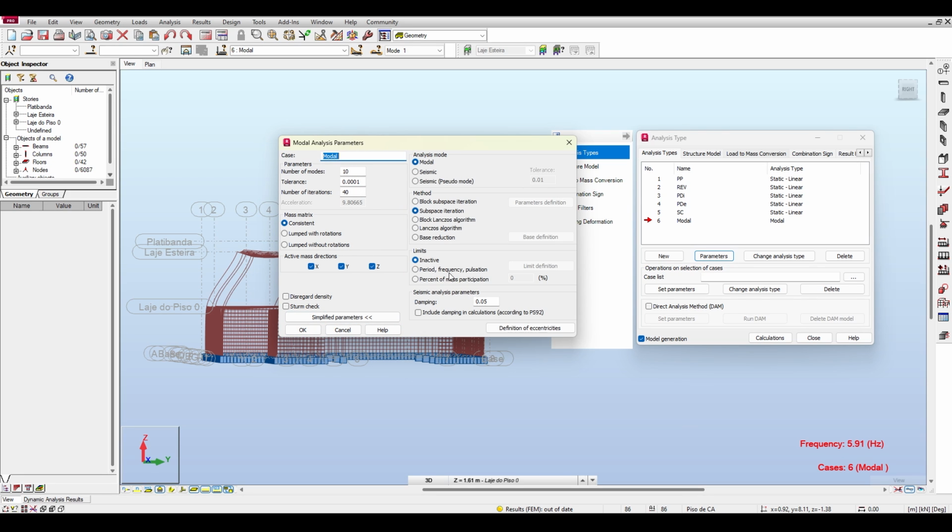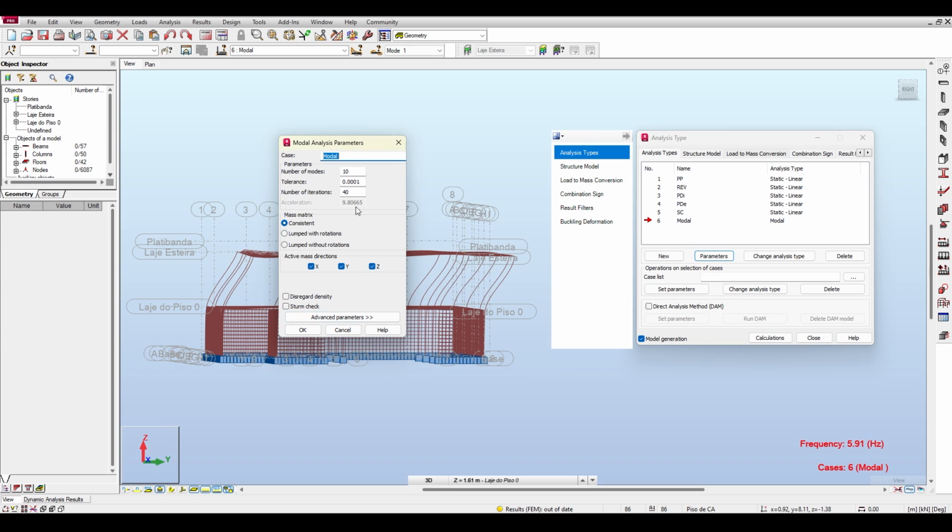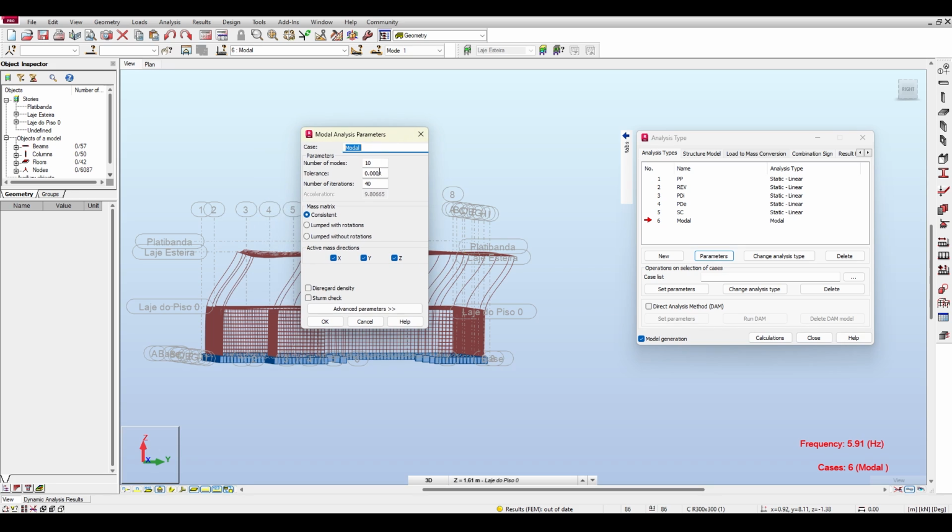So we are going to change this in a moment. But before we change this, let me tell you what you will find if you Google how to increase mass participation in modal analysis. If you Google how to increase relative mass participation, you will find the answer, that is, well, increase the number of nodes.